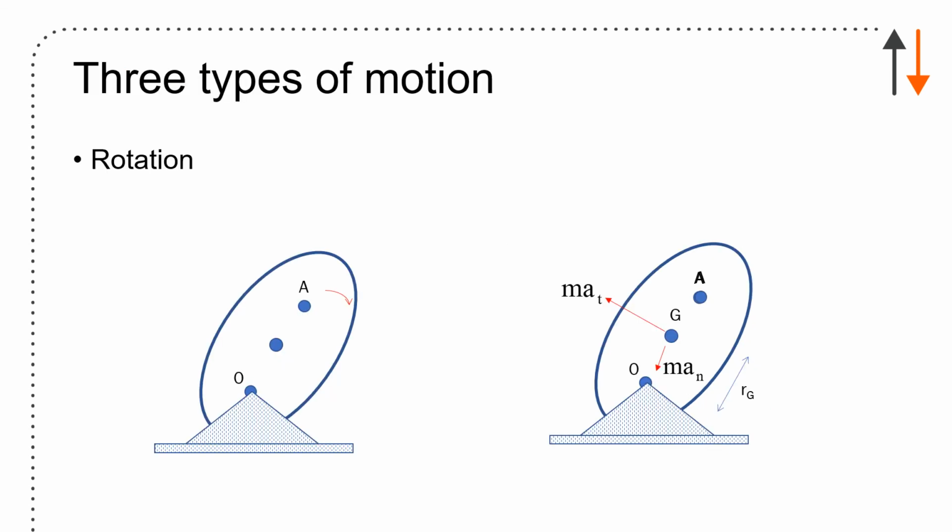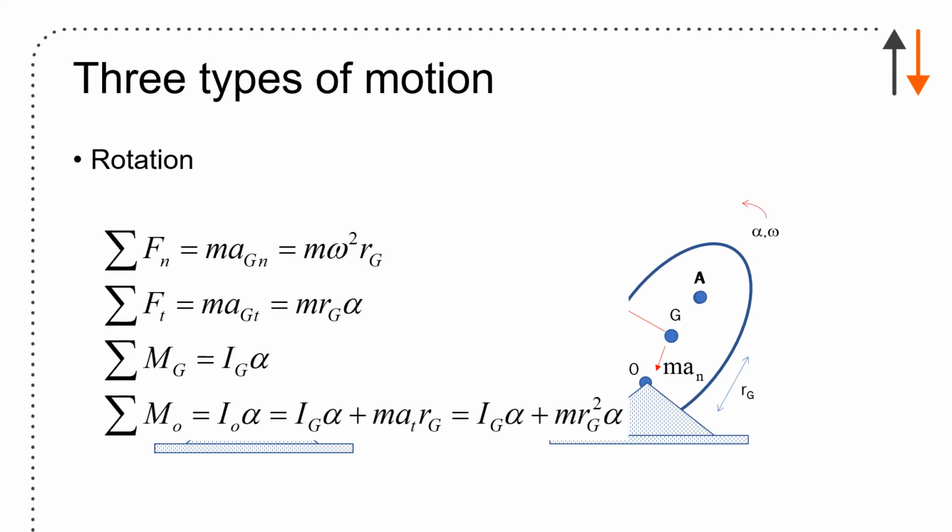Then we have rotational motion, so everything is pinned at point A, or O, excuse me, and you have the sum of moments, or you have rotation, and the point G has mass times acceleration normal and mass times acceleration tangential. So you add in all the forces that are acting there, and you add in the terms alpha, omega. If you substitute in all of your expressions, you have sum of forces normal, sum of forces tangential, moments about G, and you have moments about O, which is equal to I_O alpha. So that equals I_G alpha plus m a_t r_G.